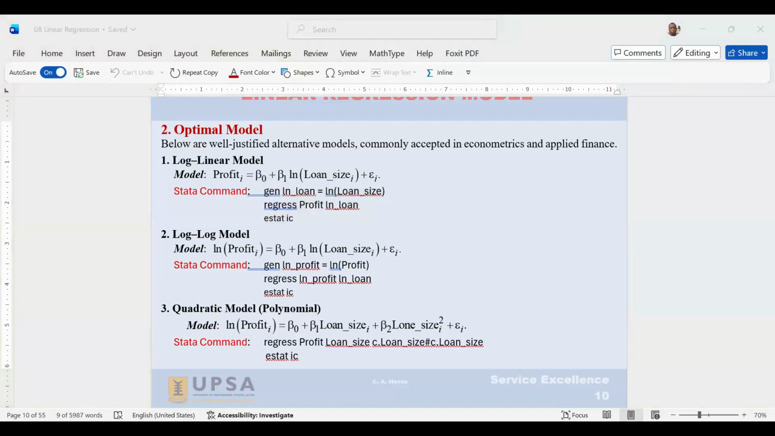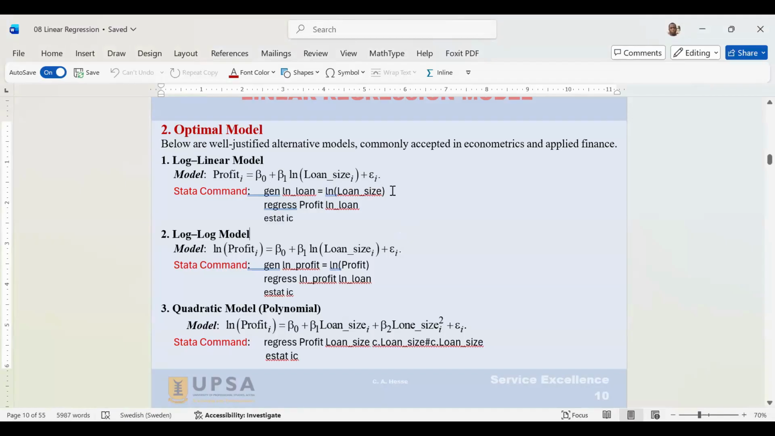So it's doing three things at a go. What are they? First, you generate the natural logarithm of the loan size. We call it ln_loan. Then number 2, you find the regression between profit and the natural logarithm of loan size. Then number 3, you generate the AIC and the BIC. So we are doing three things at the same time. That's why we have three lines. Please, do you understand what I'm trying to say? Yes, please. Great. Why are we finding the natural logarithm of the loan size? Who can tell me?